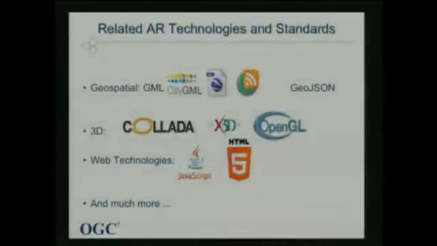So interoperability between these fields is obvious. It has to be, because AR is not reinventing all these different things. There are already standards out there which support these technologies. Again, this is just a selection. In geospatial, you have GML, CityGML, KML, GeoJSON, GeoRSS, and a couple of other formats. In 3D, Collada, X3D, XML3D, and OpenGL. In web technologies, you have JavaScript and HTML, HTML5 now.